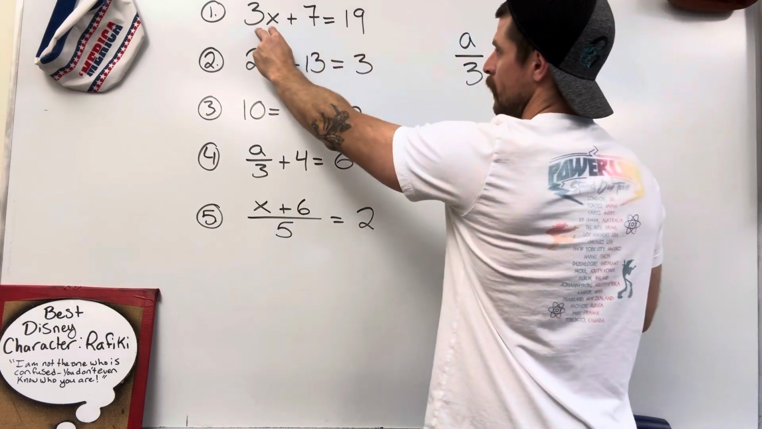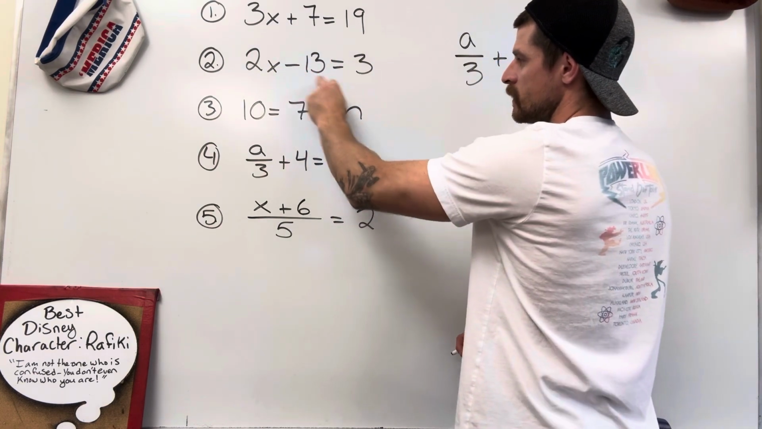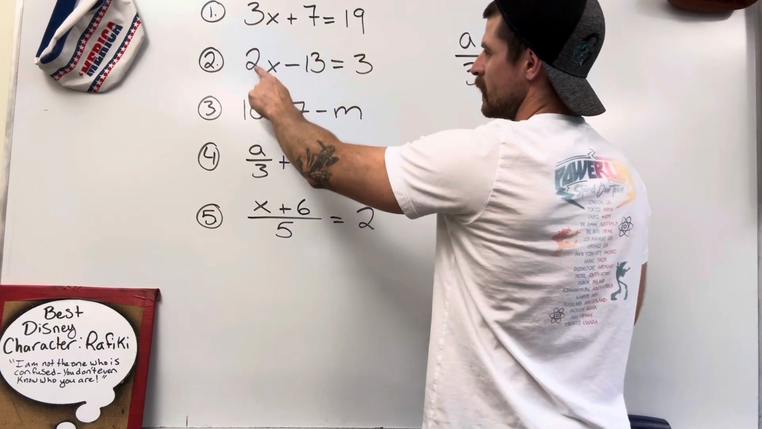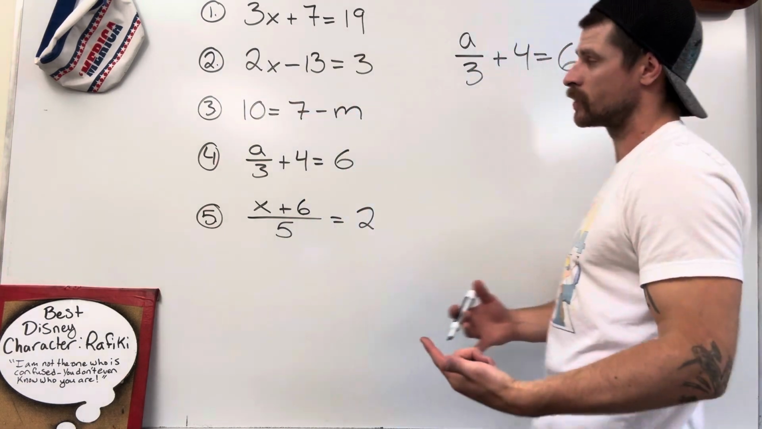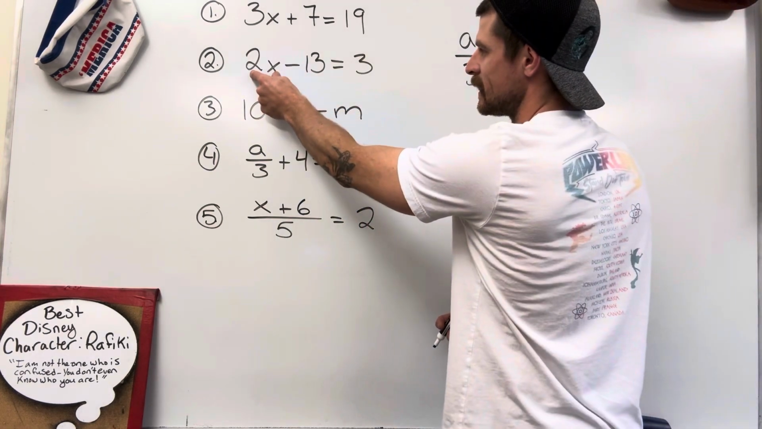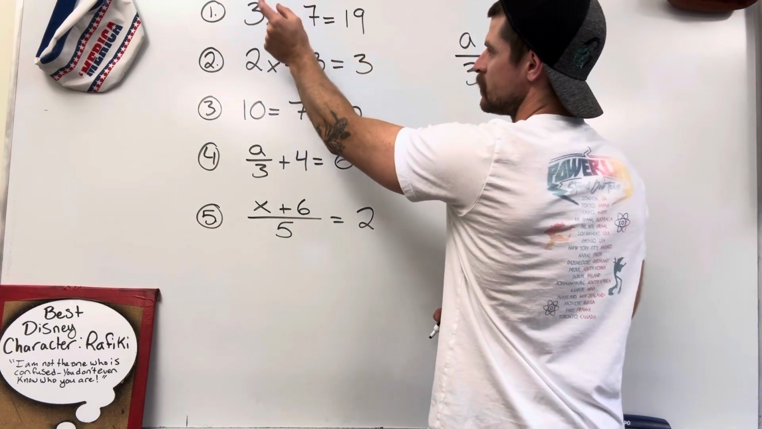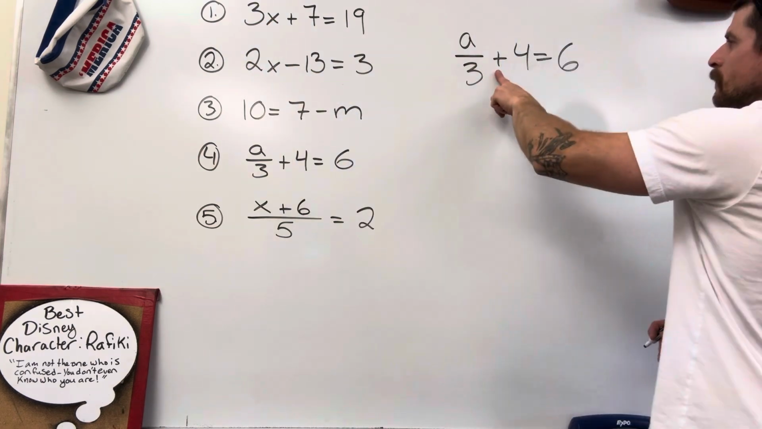So notice that we got rid of the 7 first in this case. We got rid of the negative 13 first in this case. We got rid of the 7 in this case. Because you never want to get rid of the number attached to the variable until after you've gotten rid of the constant first. Think of these two as like a dating couple. 2 and x, they love each other, they're attached at the hip. 3 and x, they love each other, they're attached at the hip. So don't break them up until the end. All right, so let's get rid of plus 4.